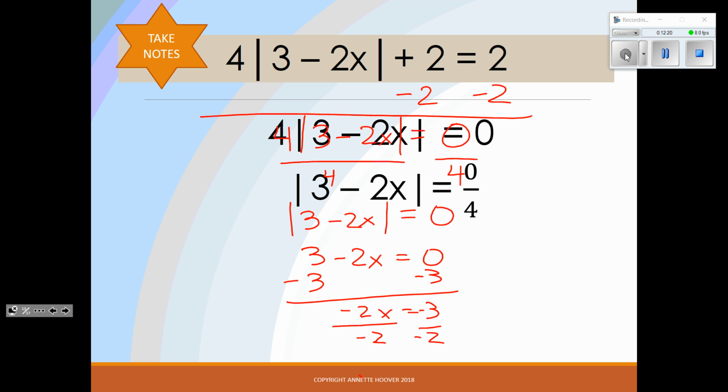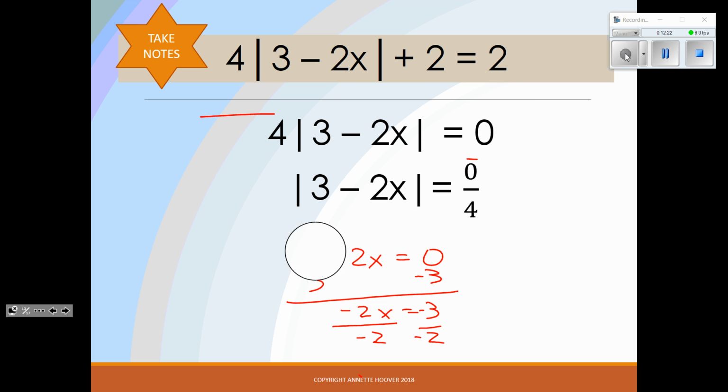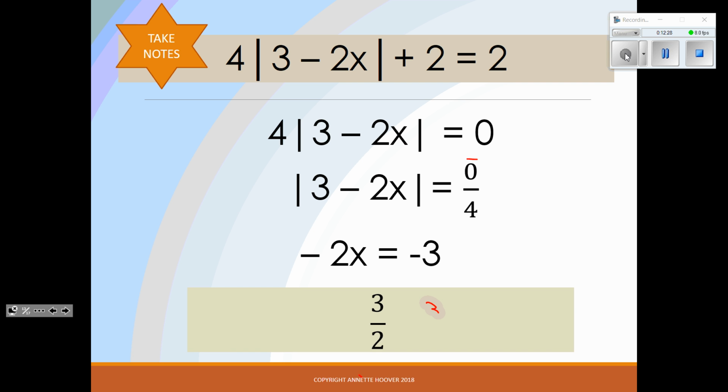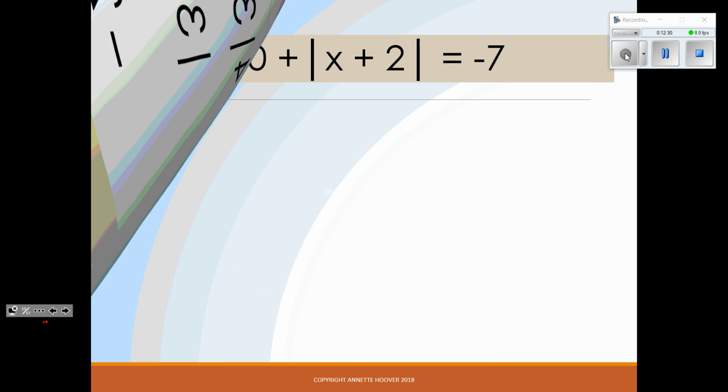Erase all this up here so that you can see that coming up on the PowerPoint slides there. Same thing that I wrote. So 3/2 would be your solution.